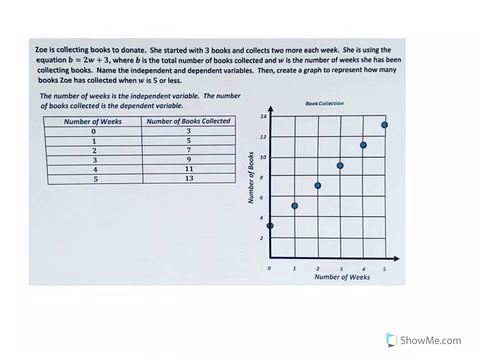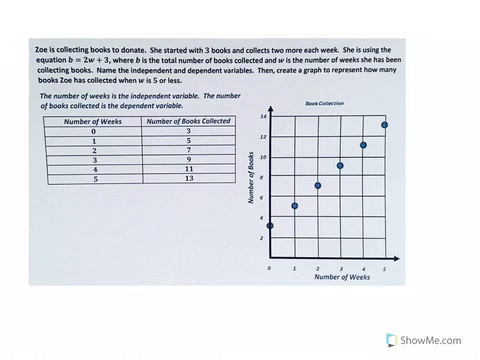All right, we'll do one more example together. Zoe is collecting books to donate. She started with 3 books and collects 2 more each week. She is using the equation B, for books collected, equals 2 times W plus 3, where B is the total number of books collected, and W is the number of weeks she has been collecting books. Name the independent and dependent variable, then create the graph to represent how many weeks. So I went ahead and showed you what they've done here.